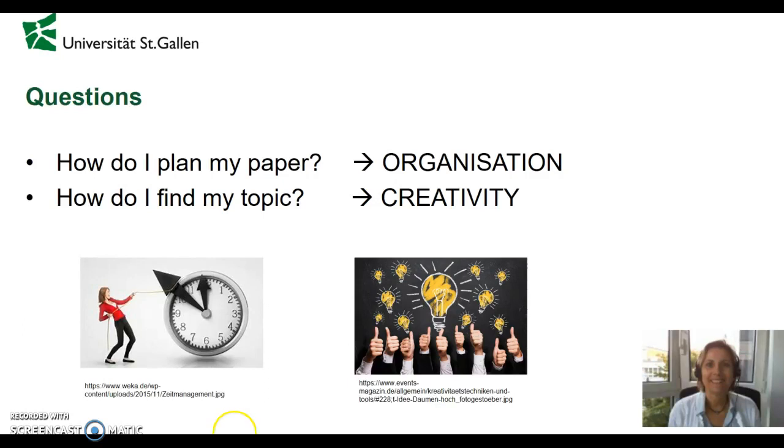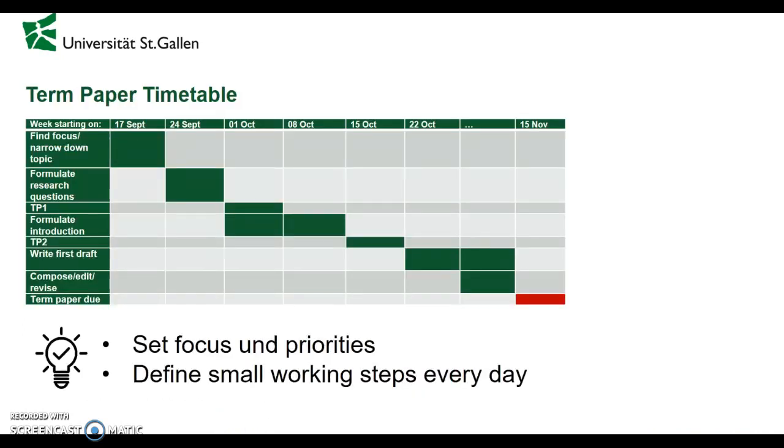So let's start with organization and time management. My first recommendation is clear. Make a schedule with deadlines. Here you can see an example of how a schedule could look. Since you have a hard deadline for submission, be sure to begin the process in good time and set your priorities. Make a rolling plan so that you can see how far you've come, take stock and adjust the plan if necessary. It's also a good idea to define and plan daily small work steps.